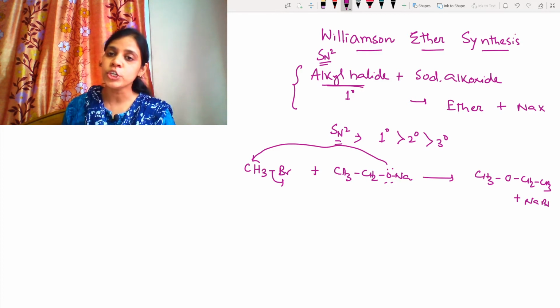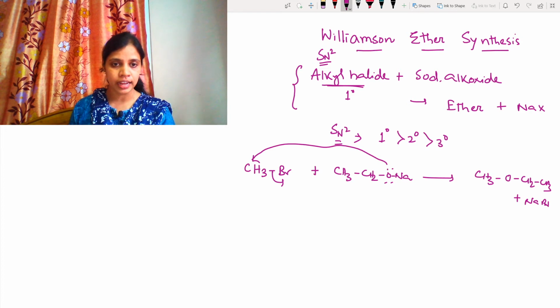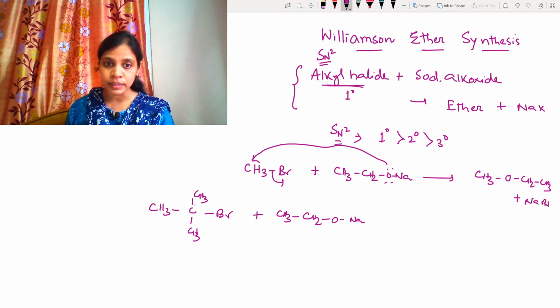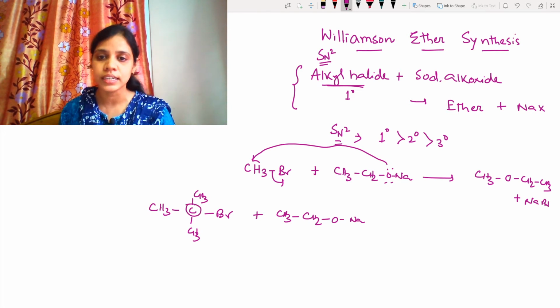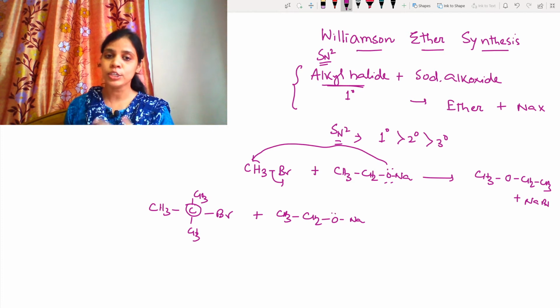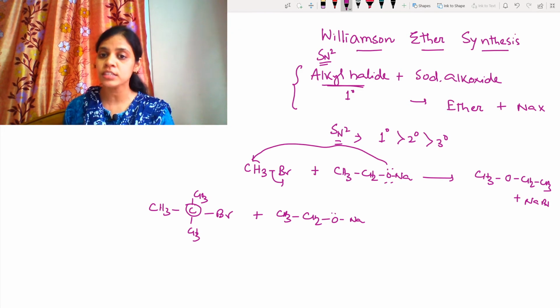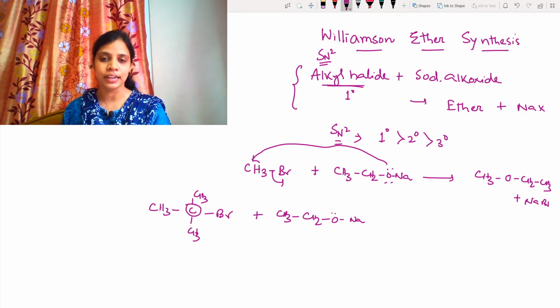But if we take any tertiary halide, what happens? If we take a tertiary halide like this one, and similarly we take sodium ethoxide, that is CH3CH2ONa. Now, as this carbon is sterically hindered, the nucleophile does not get sufficient space for attacking. So no nucleophilic substitution is possible. What happens here? We get the eliminated product. That means elimination competes over substitution.